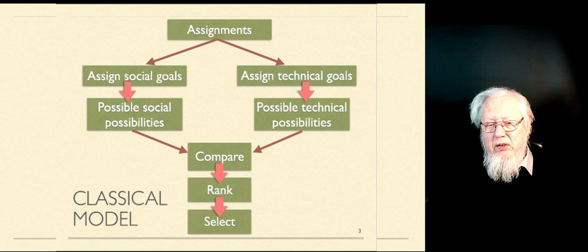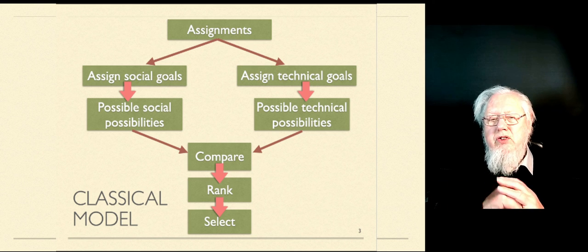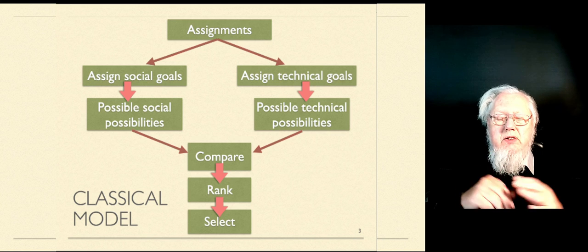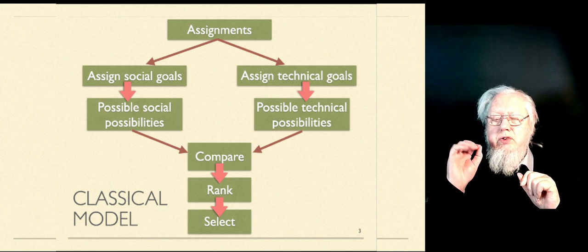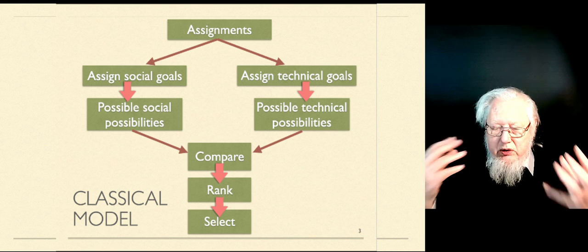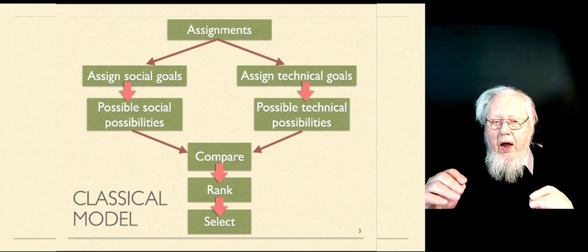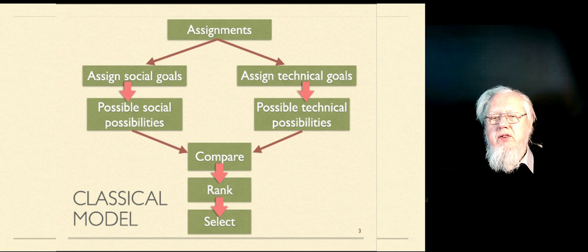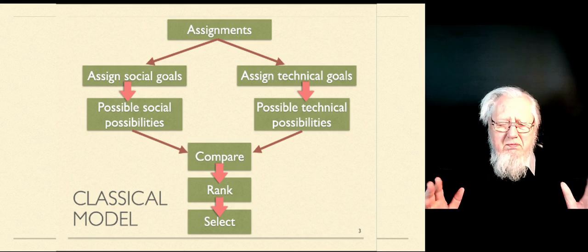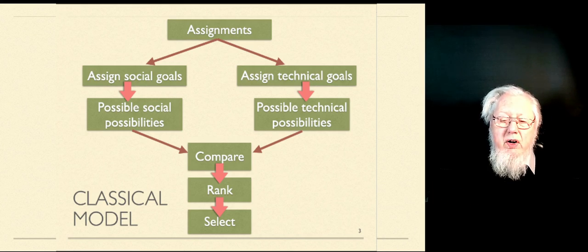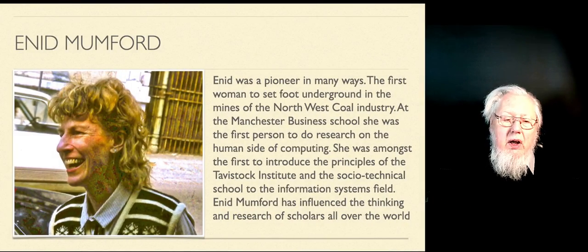And it evolved into the classical model. It's a typical USA model, saying, yes, we shall do this. We assign social goals, technical goals. We say which alternatives are possible. We compare, we rank, and then we select. Simple, very simple. So let's continue.